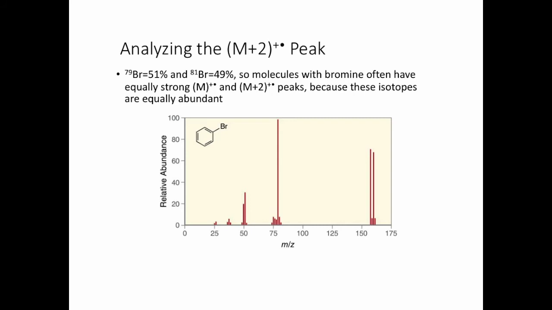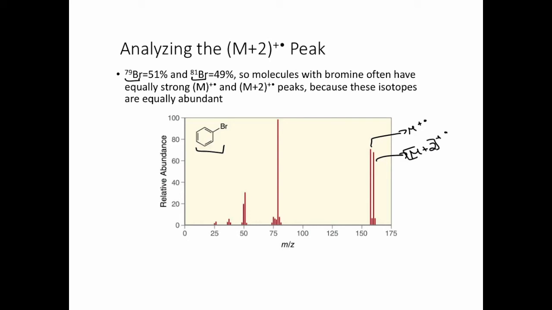Bromine also has two isotopes like chlorine, but their relative abundance is 51% for the bromine-79 isotope and 49% for the bromine-81 isotope. That means that they are about in a 1-to-1 ratio. So if we look at this example of bromobenzene, we see the molecular ion peak here, and we see an M+2 peak. So notice that the approximate ratio of the heights of those two peaks, the M and the M+2, is about 1-to-1. So that is an indicator that you have bromine in the molecule.